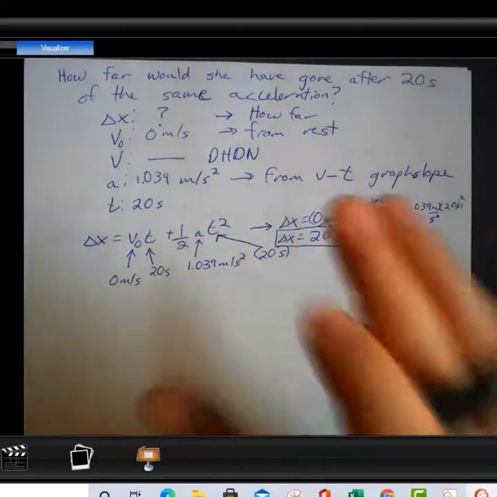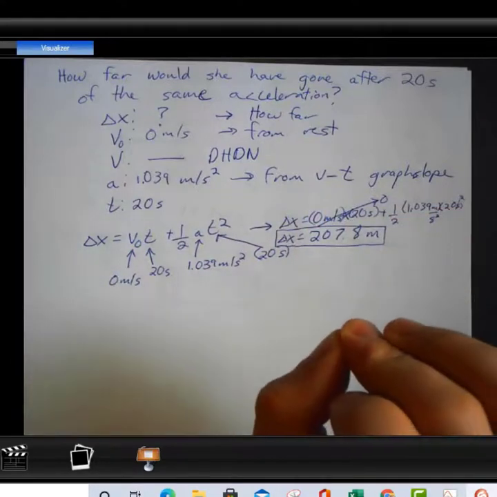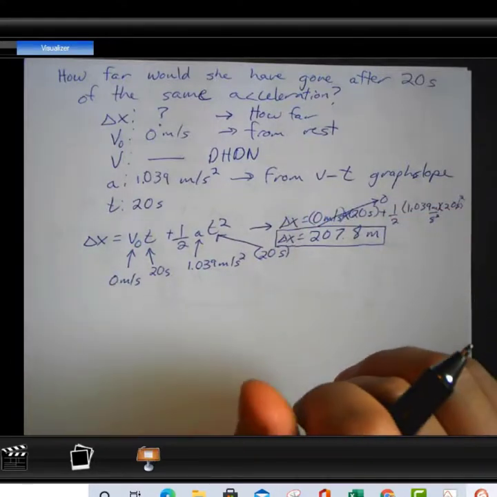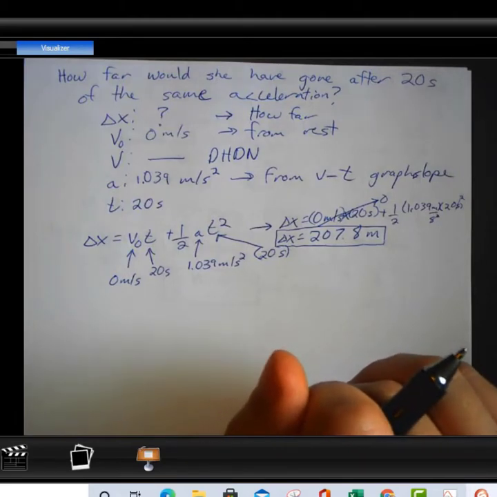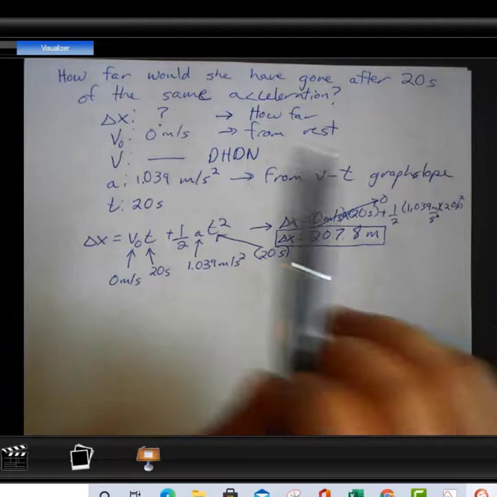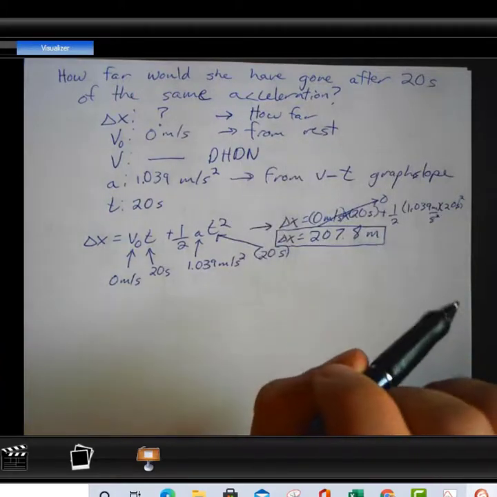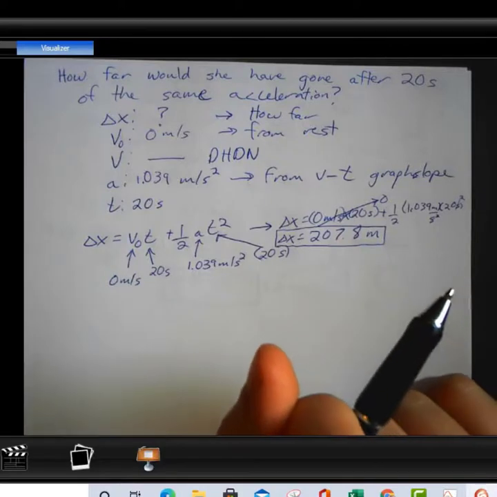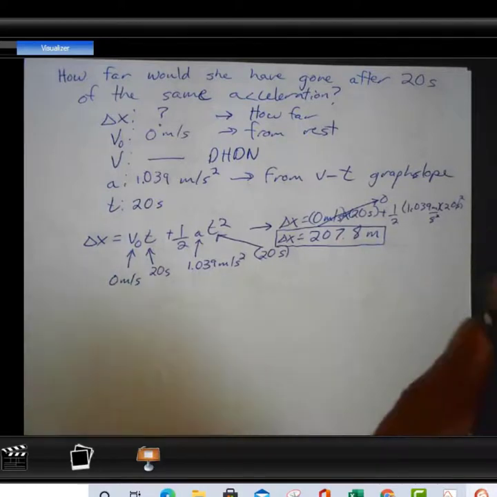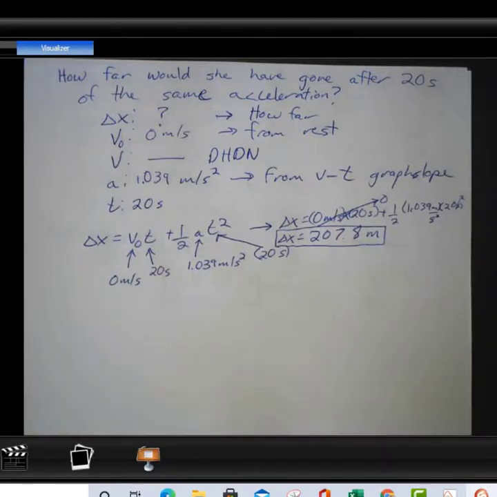Note that that is a very long time to keep up the same acceleration. Usain Bolt does not keep up an acceleration for 20 seconds. That's just not possible. He even flattened out, if you remember from the graph, which is likely to be the case. But she's a little girl. She's got a lot of energy. She does not accelerate that fast. Not yet. And as such, this could be the case.